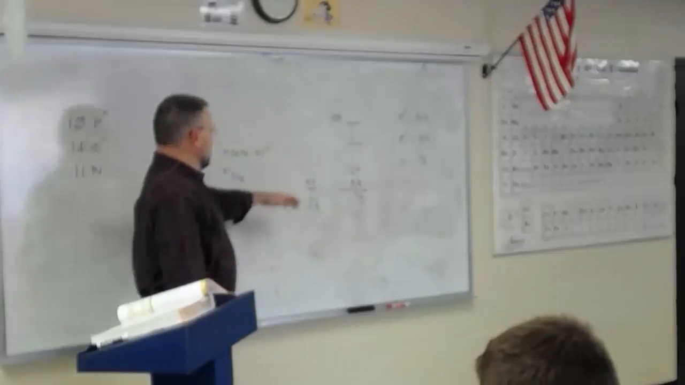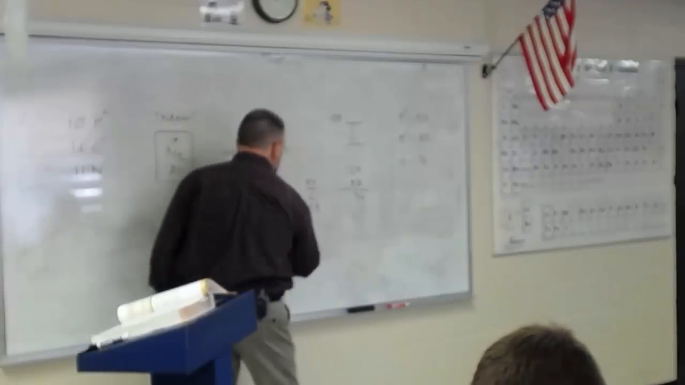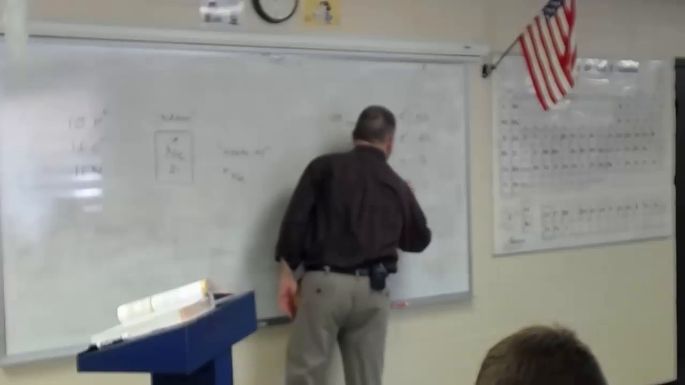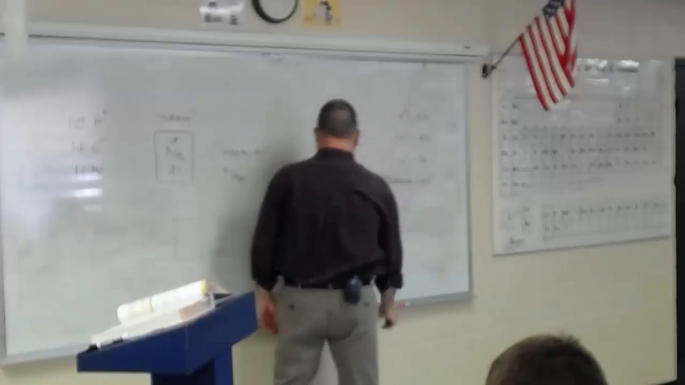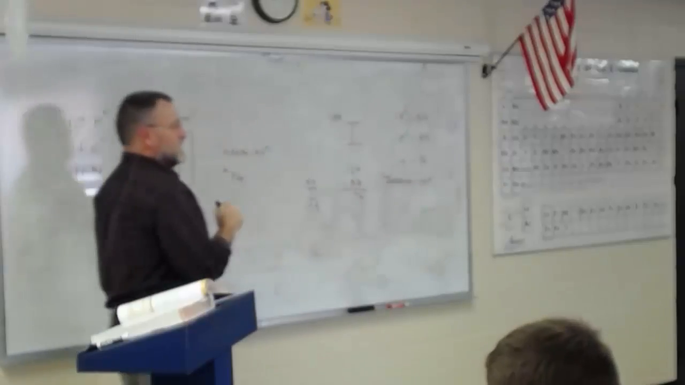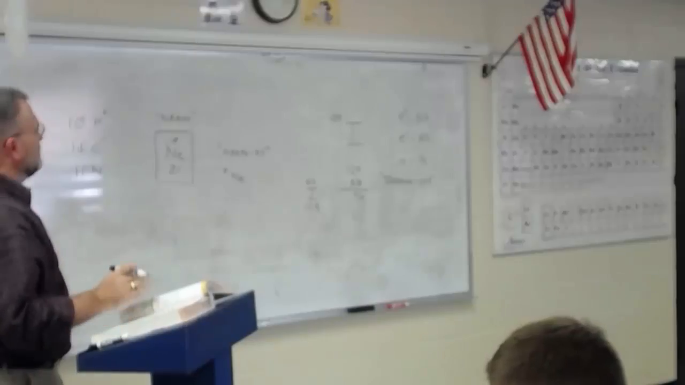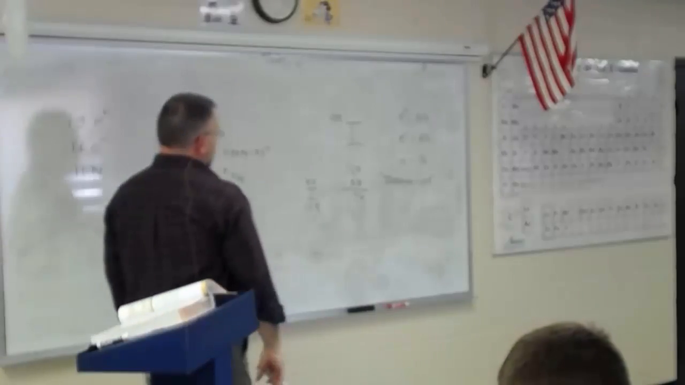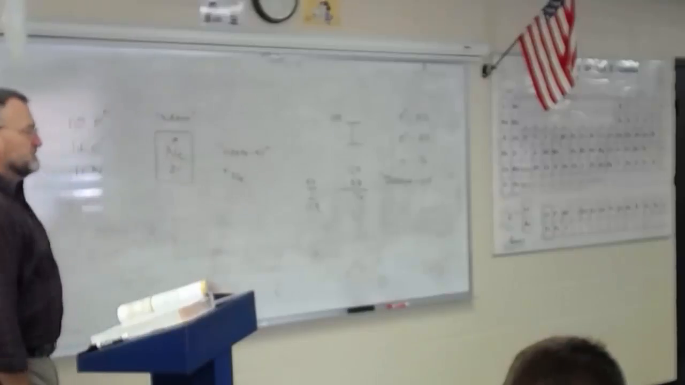Now, 129 was my atomic mass, so here it would look like this. Iodine 129 could also be written as iodine-129. And we already have it here as iodine-129. So 53 protons, 53 electrons, and 76 neutrons make up iodine-129.